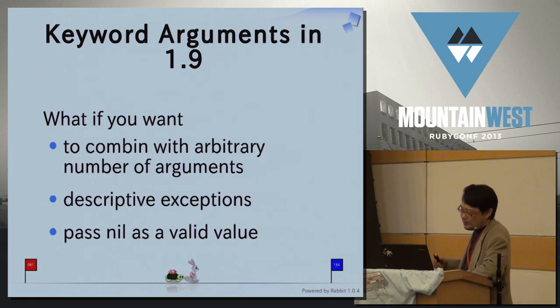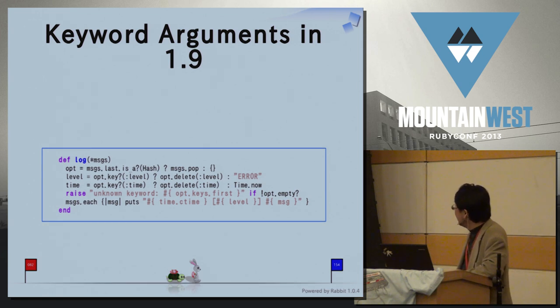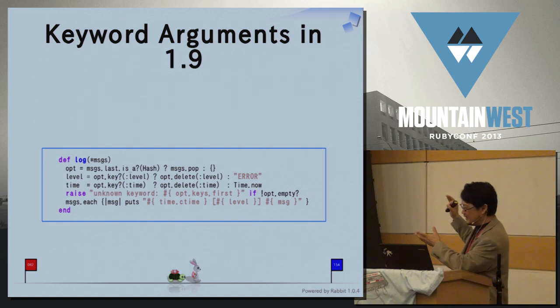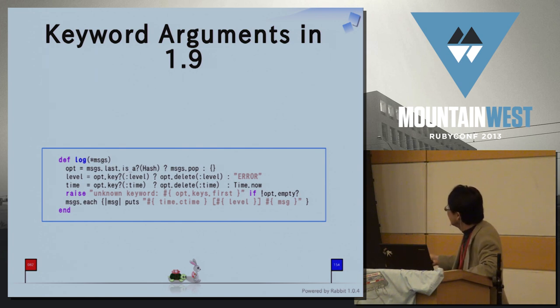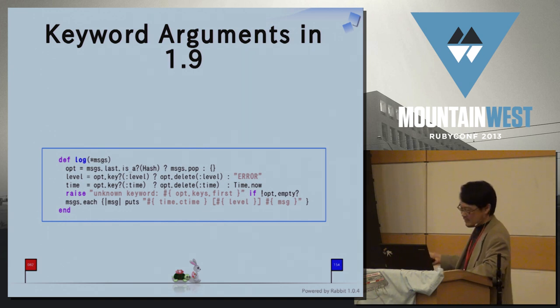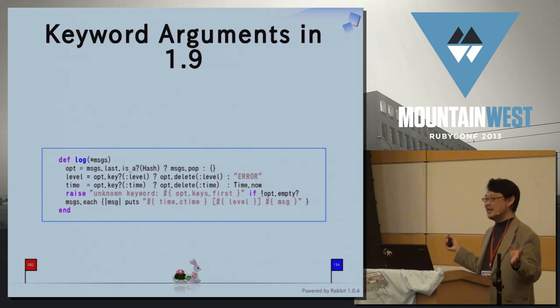But what if you want to combine them with an arbitrary number of arguments, or descriptive exceptions, or pass nil as a valid value? For keyword arguments in Ruby 1.9, if you want well-defined keyword arguments, you have to write this, which is teeny. It goes like this: retrieve the last argument as a hash for the arguments, then check the existence of the keyword arguments along with the default values, and then the other ones. Raise exceptions when you don't have that, or when an unknown keyword is given. This is quite complex.